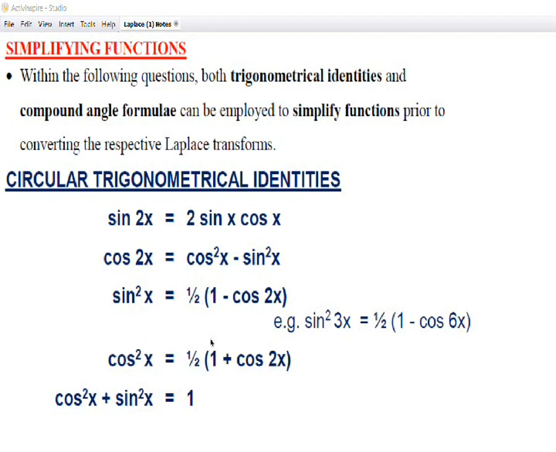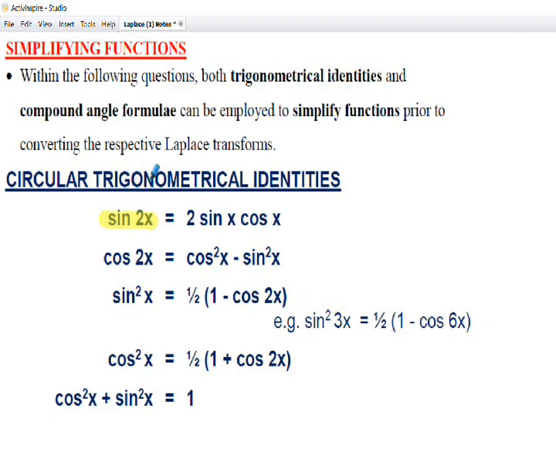Okay, going to look at some techniques for simplifying functions that we will need as we progress through this topic area. So the first identities I'm going to look at here are trigonometric identities that are used for simplifying the Laplace transforms. You may have seen these before. These are standard trig identities.